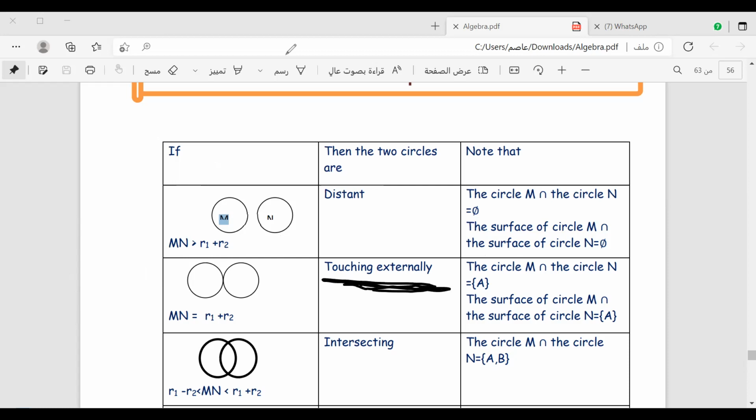Number 2, touching externally. Here circles M and N are touching externally, متمستين من الخارج. MN equals r1 plus r2, the sum of the two radii. In this case circle M intersect circle N equals a point. If they meet at this point, which I named A, then they meet at A. Also the surface of the circle intersect the surface of the circle equals A. And we said the surface of the circle is the area of the circle.